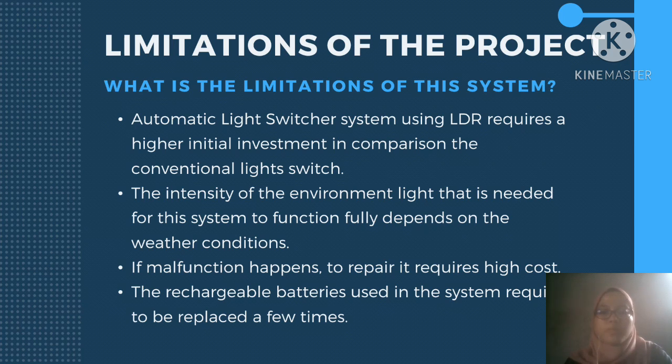The second limitation is that the intensity of the environment light that is needed for the system to function fully depends on the weather conditions. For example, if there is bright sunlight during daytime, the lights will turn on. This goes beyond the working principle of the system, which is to turn off the light when it is daytime and to turn on the light when it is night.